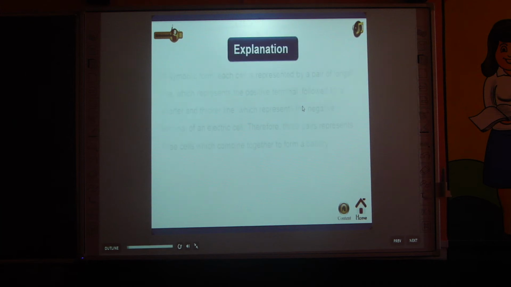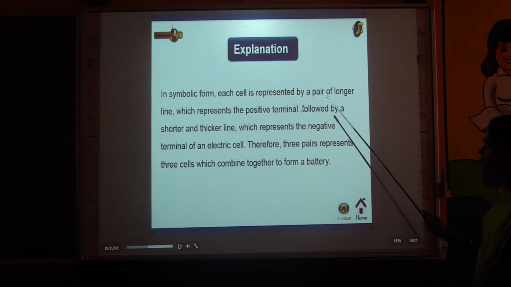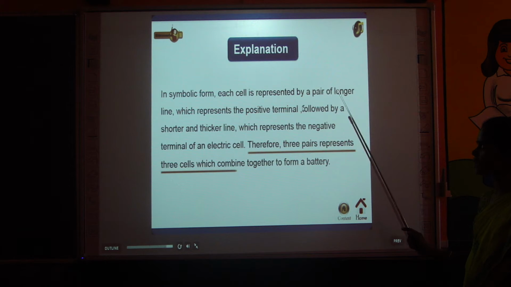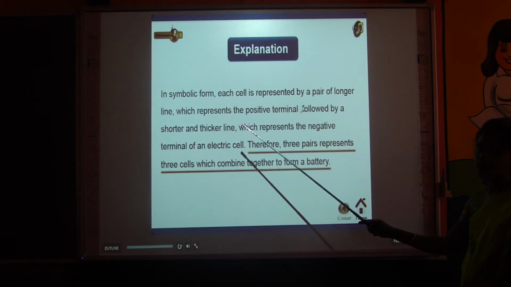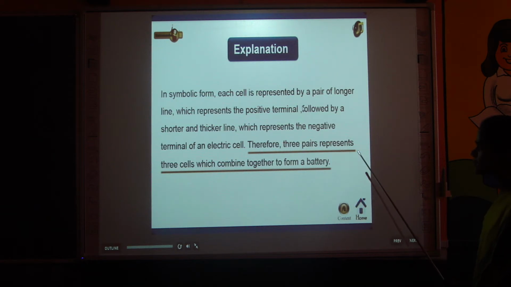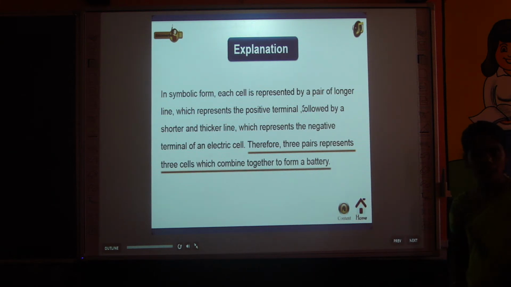How? See, in symbolic form, each cell is represented by a pair of lines: the longer line represents the positive terminal, followed by a shorter and thicker line which represents the negative terminal of an electric cell. Therefore three pairs represent three cells which combine together to form a battery. So what is the answer? It consists of three cells because three pairs represent three cells which combine together to form a battery.